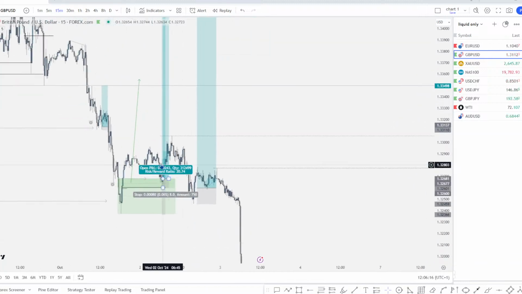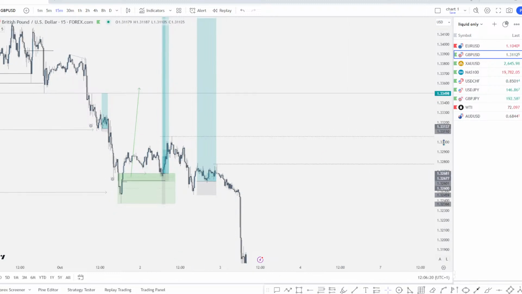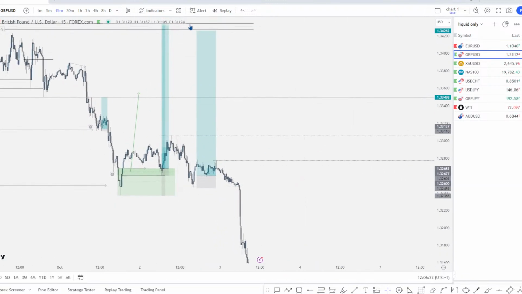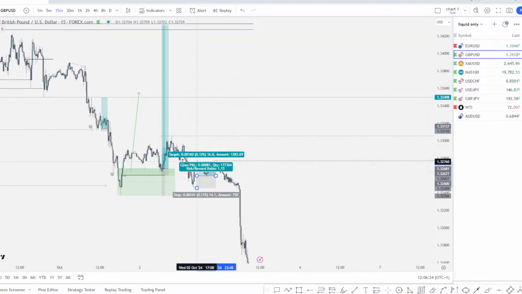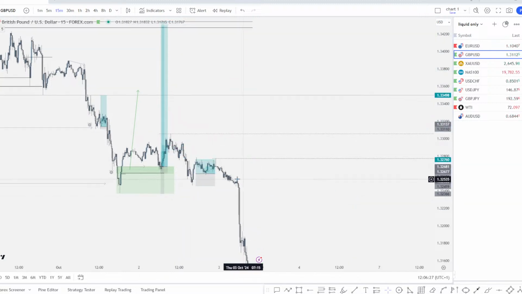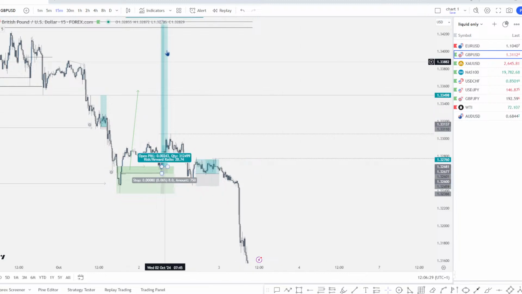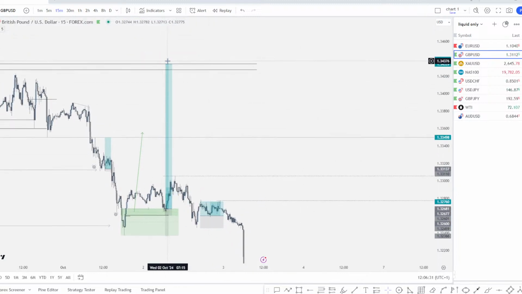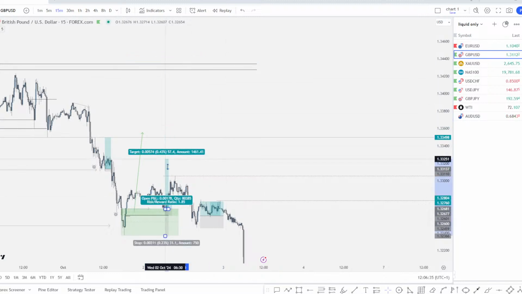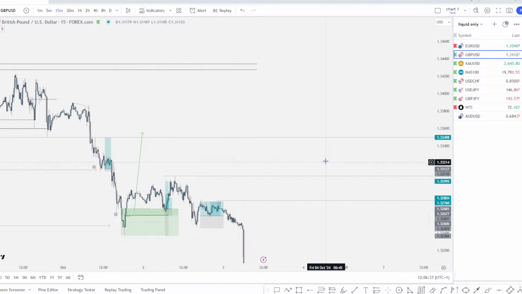So yesterday there was a nice opportunity out of here. This is another example of the same thing. If you reduce these trades down to 1-to-1, that's a full TP. Reduce this down to 1-to-1, that's a full TP. Reduce this down to 1-to-1, that's a full TP. So that's a 100% hit rate right there.